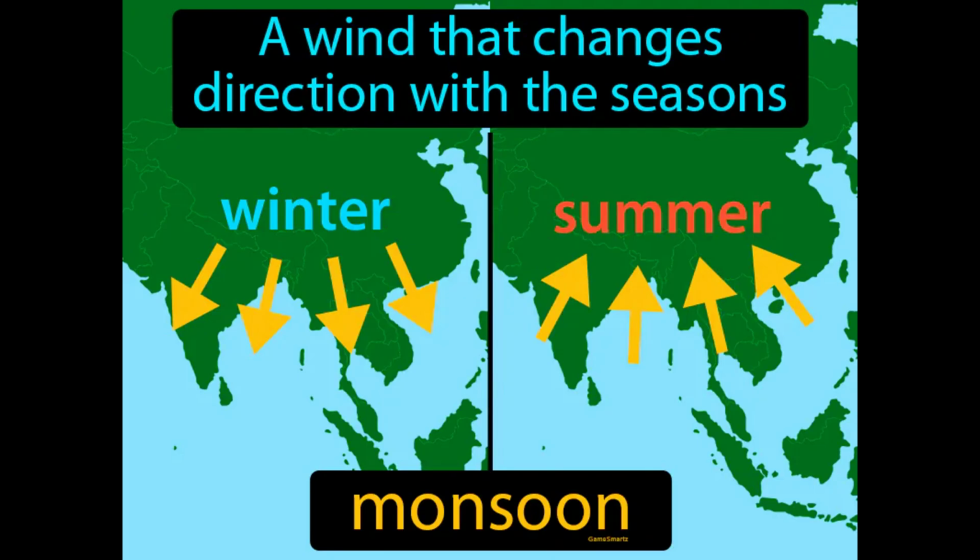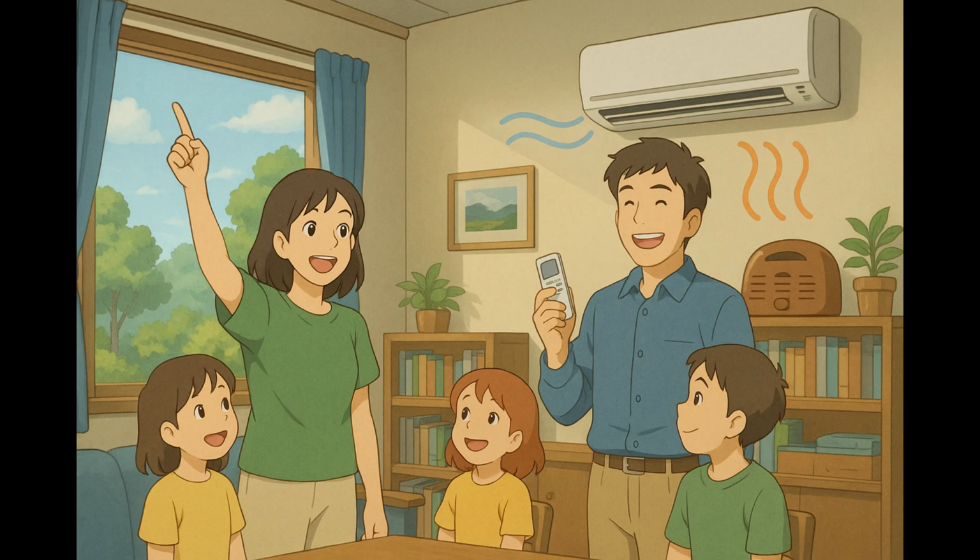A wind that changes direction with the seasons. Monsoon. It is a seasonal weather pattern characterized by heavy rainfall and a shift in wind direction. Imagine trying to decide whether to use an air conditioner or a heater in your home, depending on the time of year. This decision changes with the seasons, much like how monsoon winds shift direction between summer and winter.